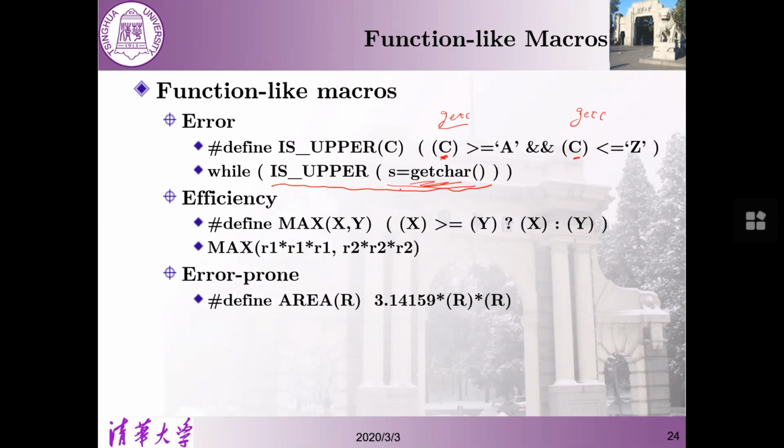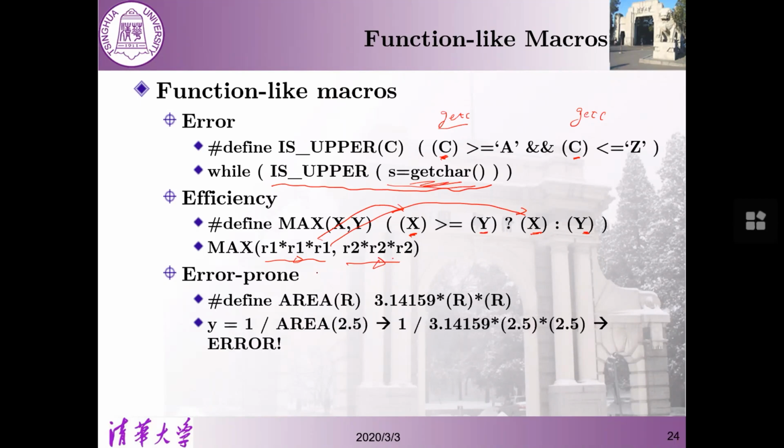For efficiency, for example, if we use max in this way, then we are computing this x twice, because this one will be put here, and this one will be put here. Again, we are computing this value 2 times, and computing this value also 2 times, right? So this is an efficiency problem, and there are also some error-prone problems.